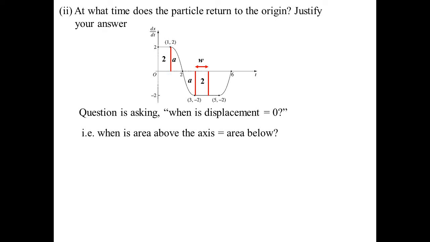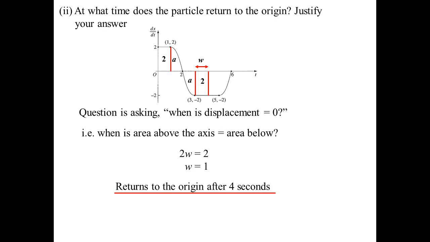So I need to know when is that rectangle I've just drawn in equal to 2. Well, what is the width of that? Twice w must equal 2, so the width must be 1. So it returns to the origin after 4 seconds.